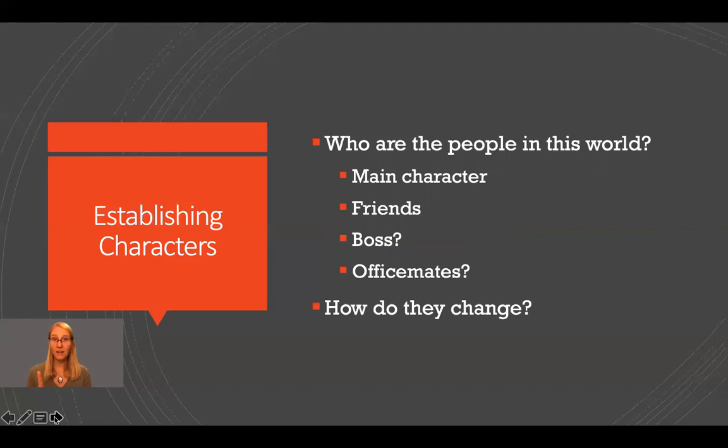So I need a main character. I need at least one friend, at least one. Probably there will need to maybe be a boss in that situation, perhaps some other office mates, maybe a roommate. So I'm going to think about my cast of characters and who I'm going to need to populate that world in order for the plot to successfully happen.